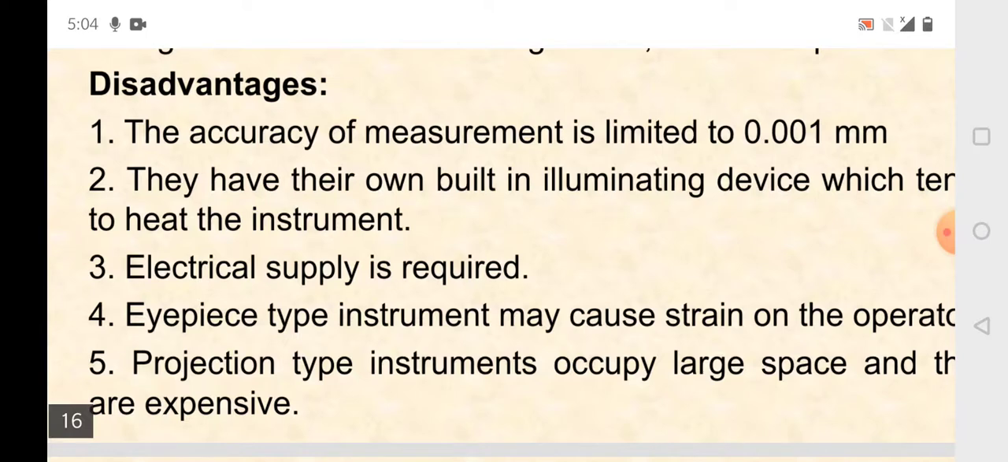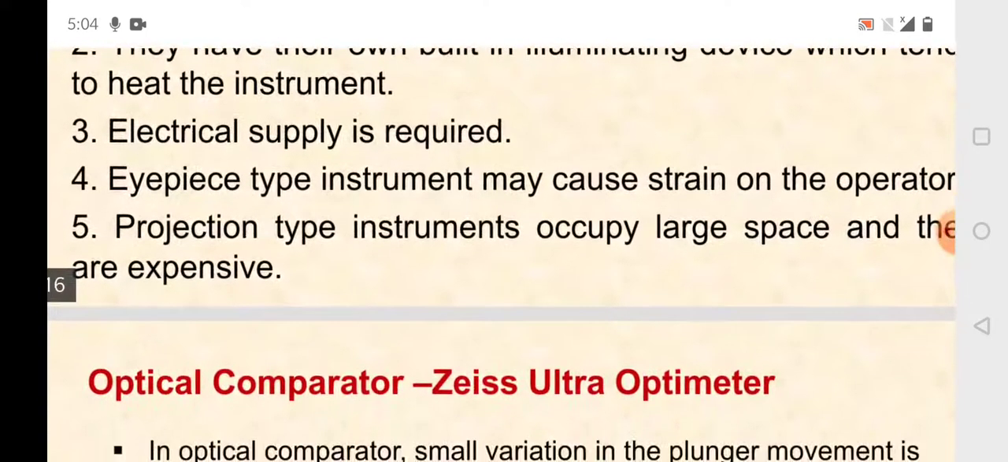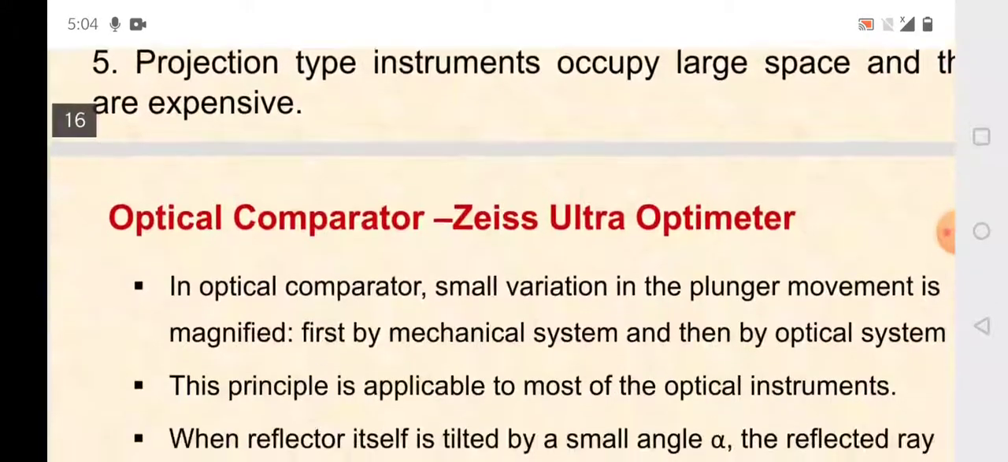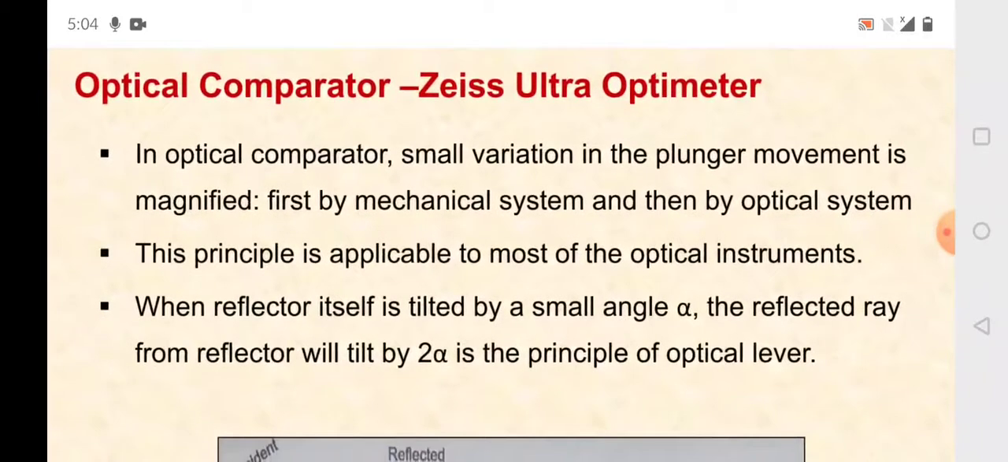Electrical supply is required, and the eyepiece type, or we can say the optical arrangement, is required; the mirrors are required, the lenses are required for focusing the rays and all this. So these are some disadvantages. Then there is a pure optical comparator, that is the Zeiss Ultra Optimeter, as it is known.